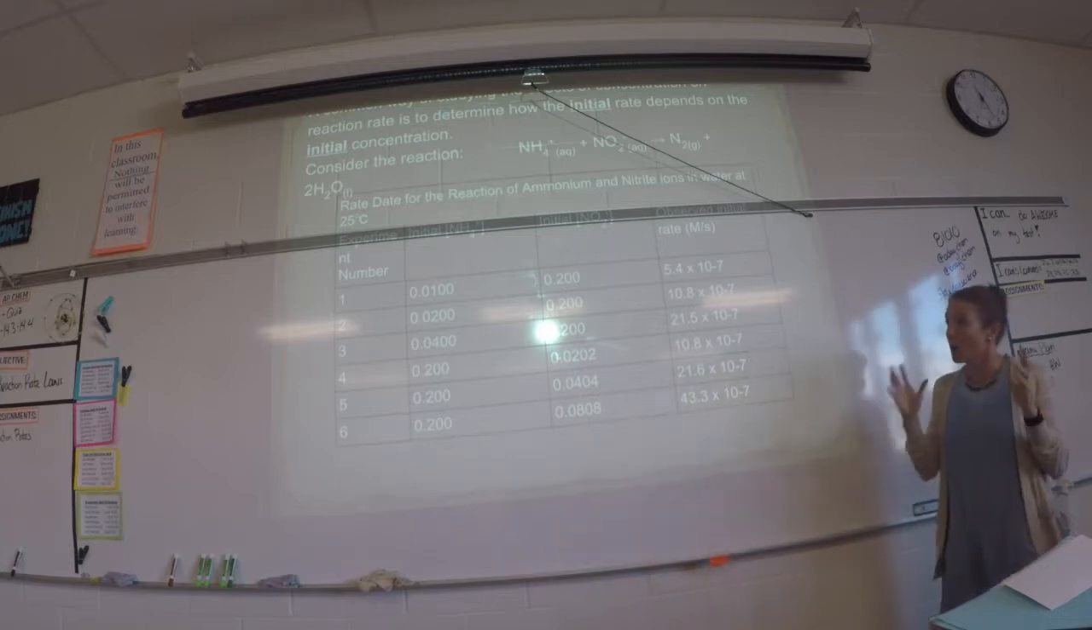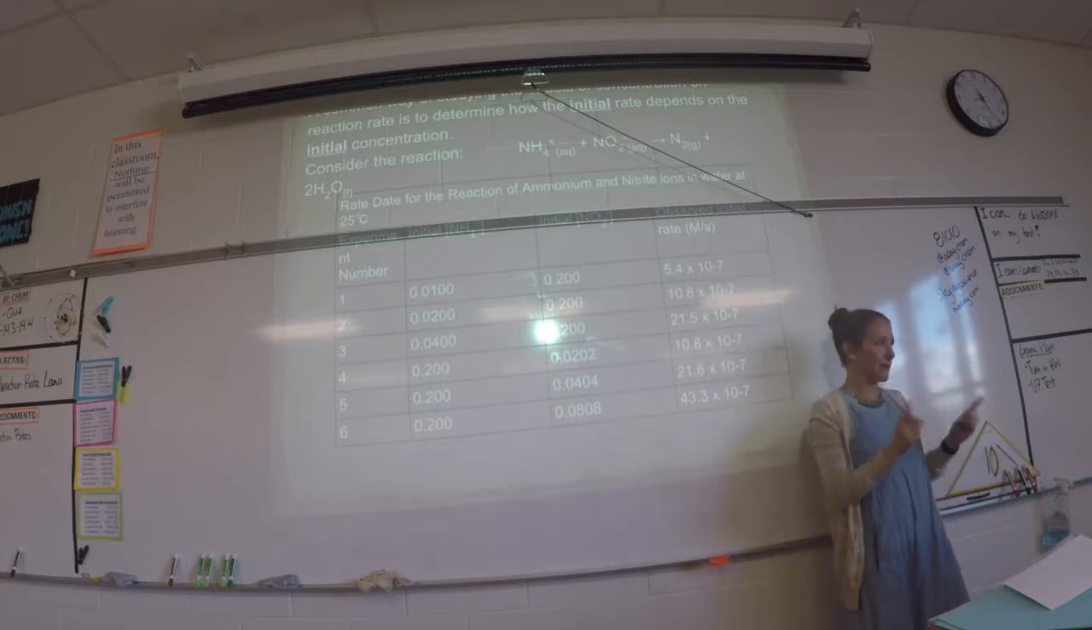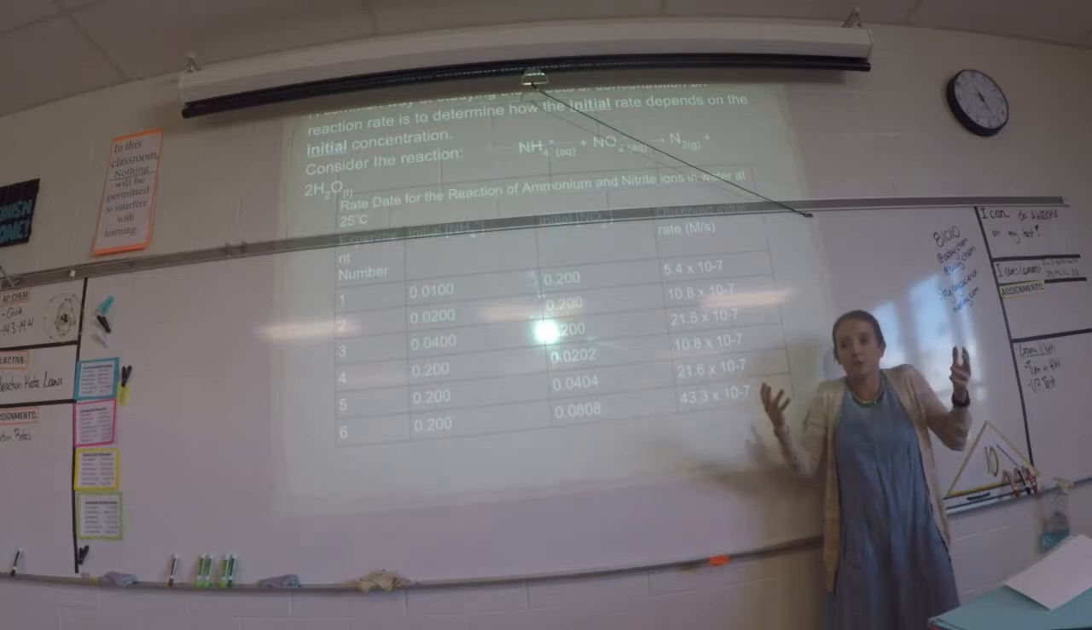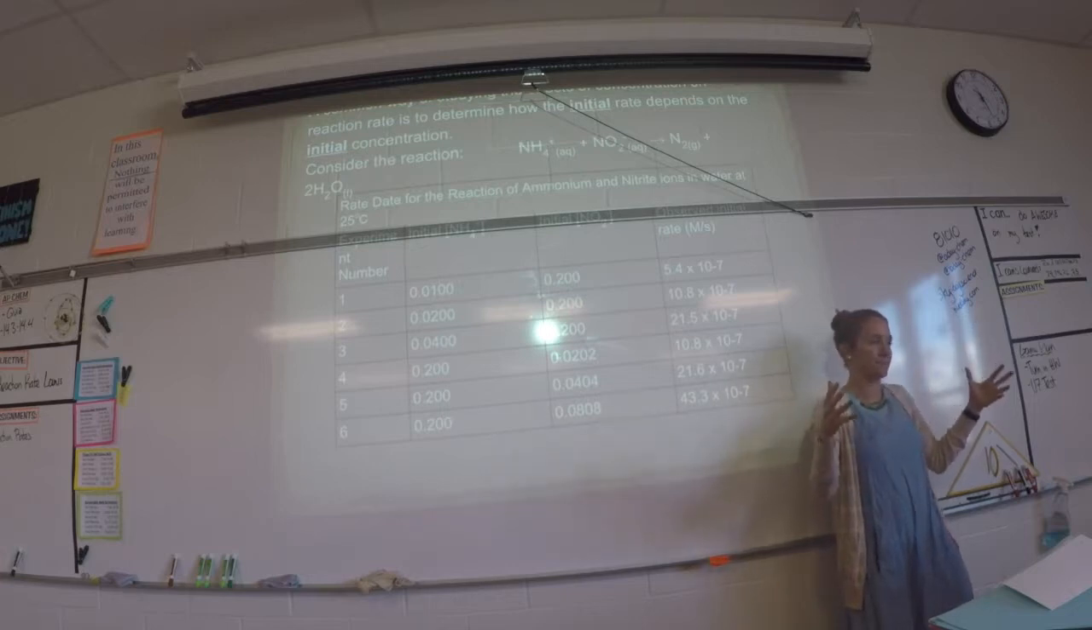The whole thing here is from experimental data. Remember, that's key. You cannot write a rate law without experimental data. You can't just write it from a reaction because you don't know how fast or what things are affected by just a chemical reaction.